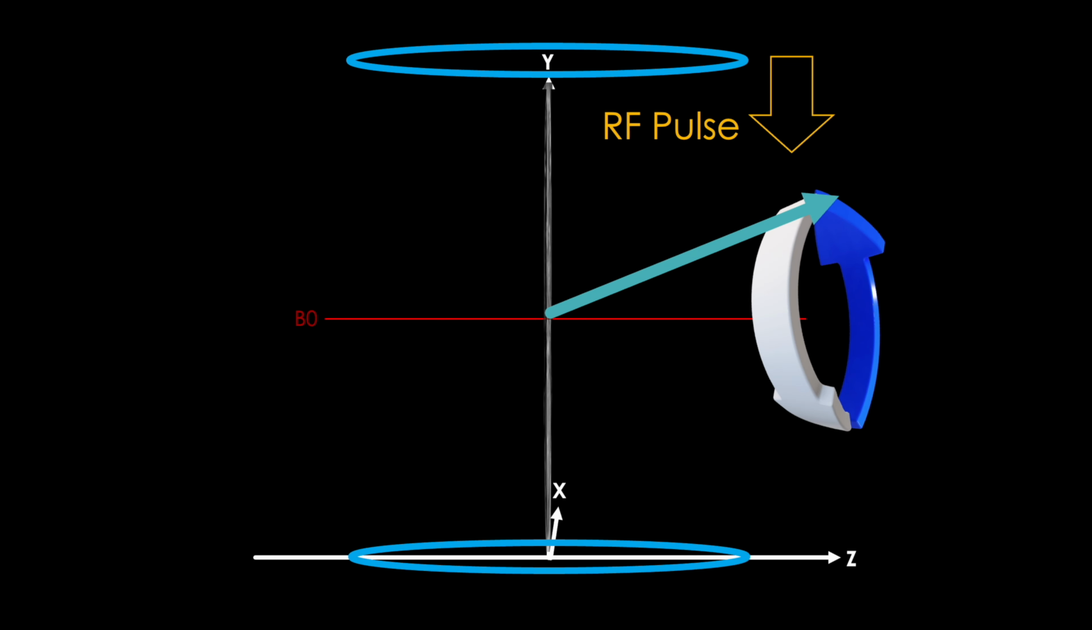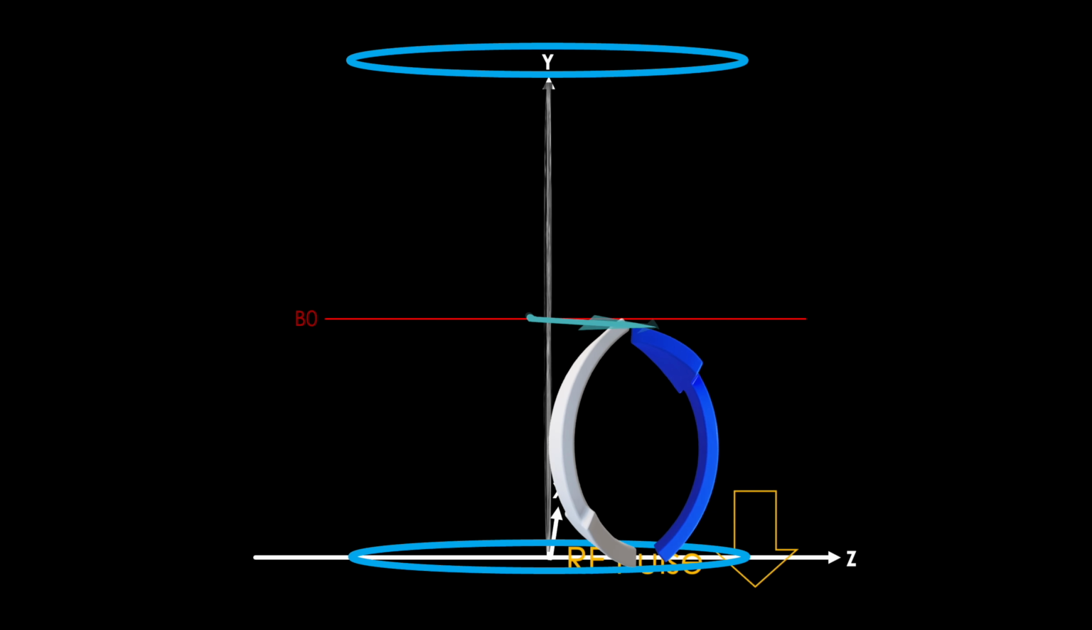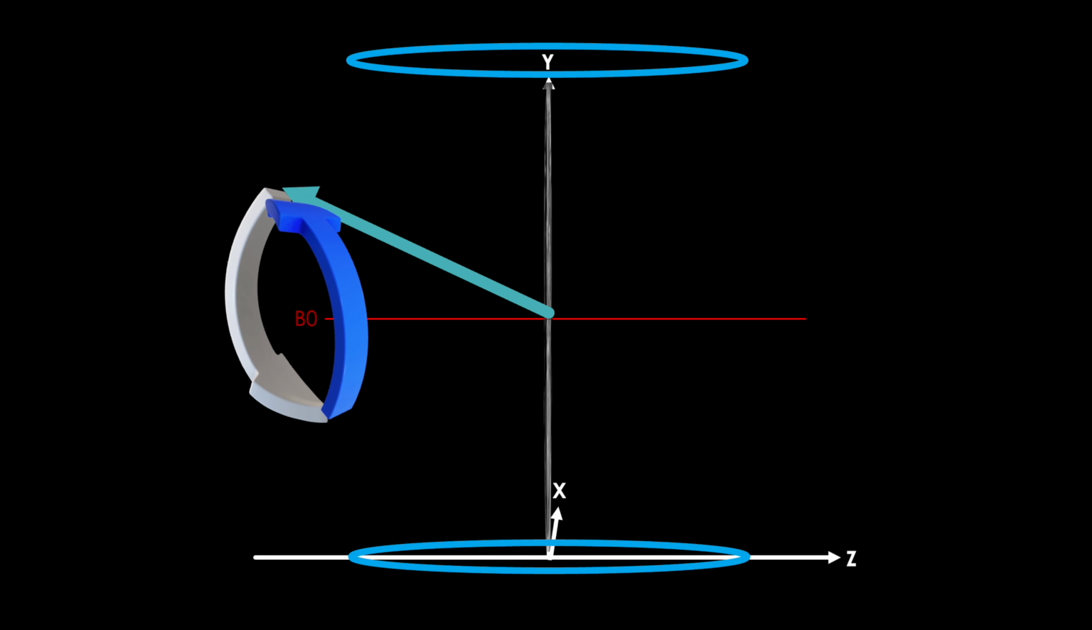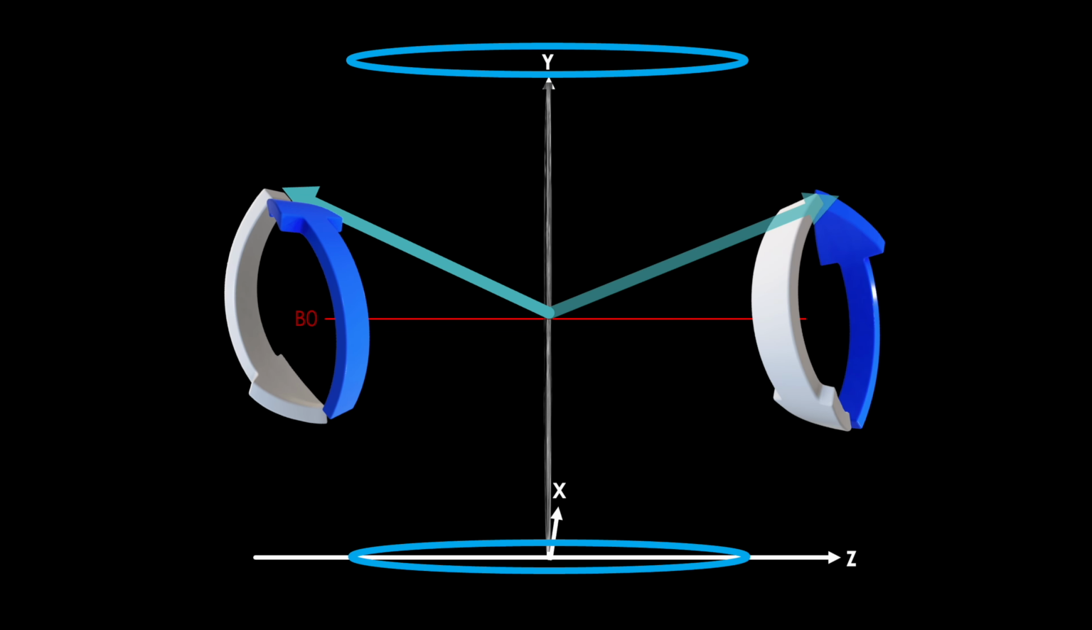Now let's try the other scenario and give this a large secondary RF pulse, inverting the spins across the XY plane and into the bottom half. Comparing the before and after, do you notice a difference in what the receiver coil is seeing? Let's try looking at this from one more perspective.